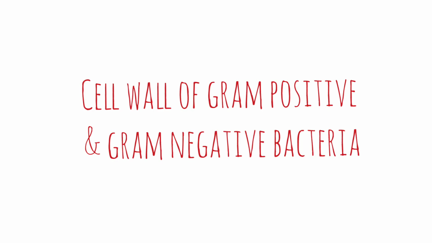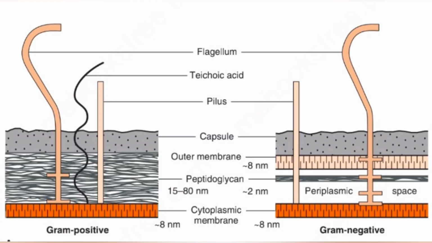Let's talk about the cell walls of gram-positive and gram-negative bacteria. The structure, chemical composition and thickness of the cell wall differs in gram-positive and gram-negative bacteria. The peptidoglycan layer is much thicker in gram-positive than in gram-negative bacteria. Many gram-positive bacteria also have fibers of teichoic acid that protrude outside the peptidoglycan, whereas gram-negative bacteria do not have any teichoic acids. In contrast, the gram-negative bacteria have a complex outer layer consisting of lipopolysaccharides, lipoproteins, and phospholipid.